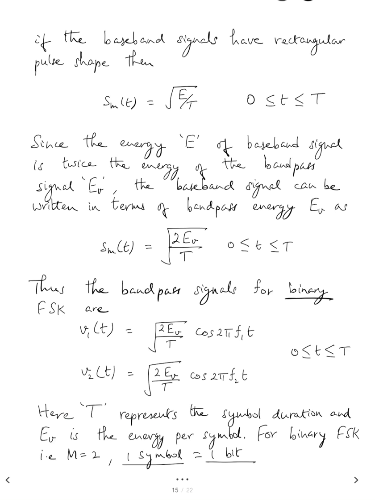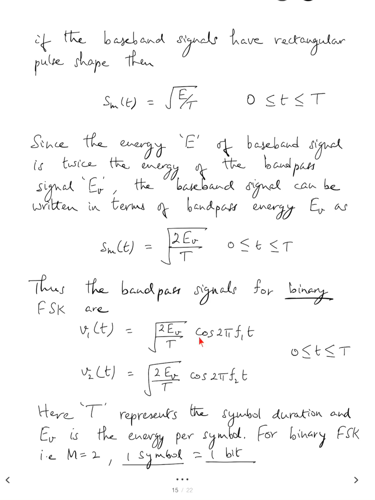In this case we represent a 0 as a certain frequency f1 and a 1 as another frequency f2, and the frequencies are chosen such that they are orthogonal to each other. So how do we choose the frequencies? What is the condition that will make them orthogonal? We will see that in a little while.